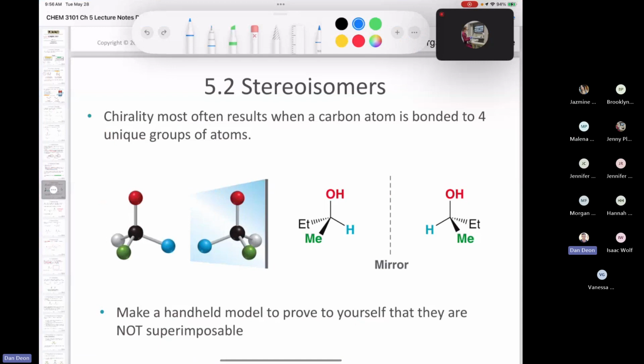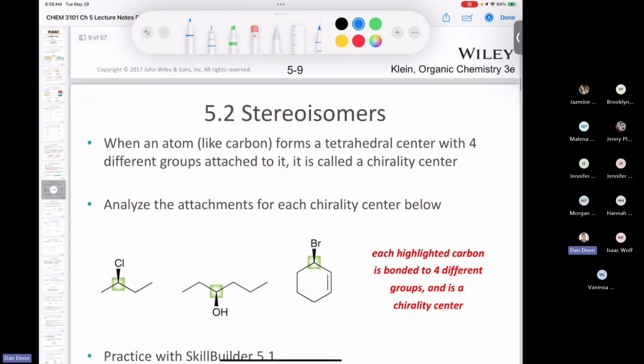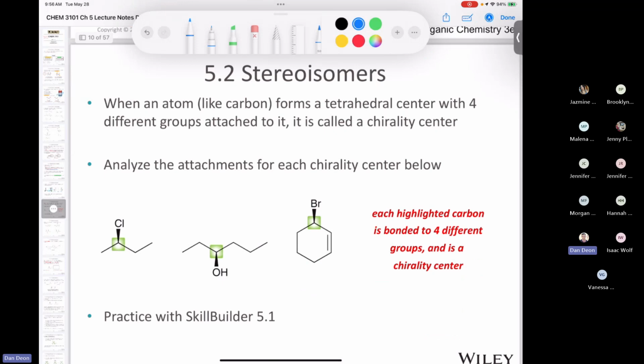So with that in mind, we see that through the use of handheld models, we can prove that these two compounds, even though they have the same connectivity, are not identical. And so we would say that this is a chiral molecule, and we would say that this is a chiral molecule. Well, a little more on chiral molecules.